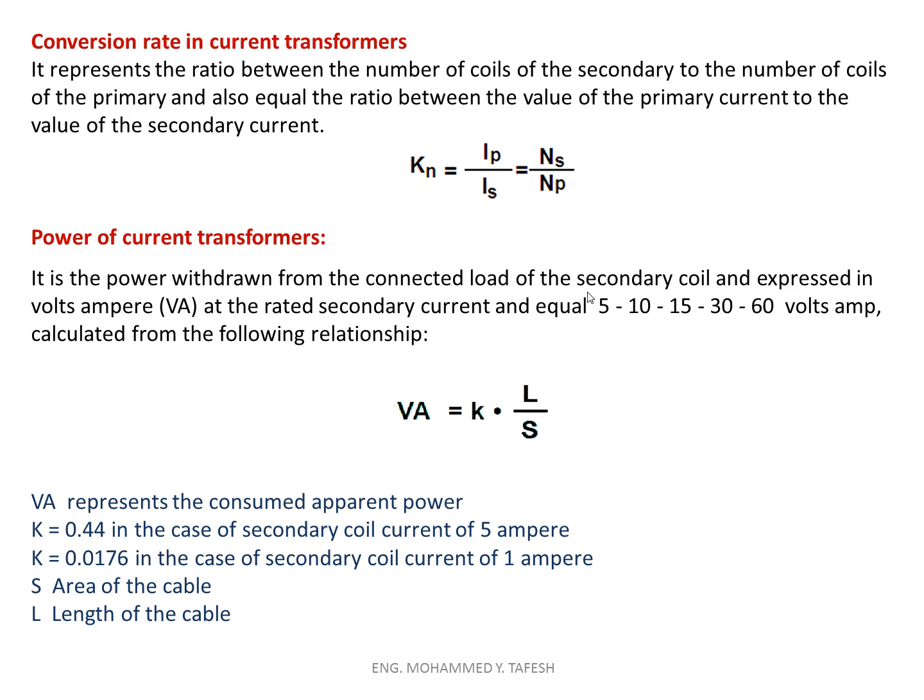K equals 0.44 in the case of secondary coil current of 5 ampere. K a factor equals 0.0176 in the case of secondary coil current of 1 ampere. S the area of the cable. L length of the cable.